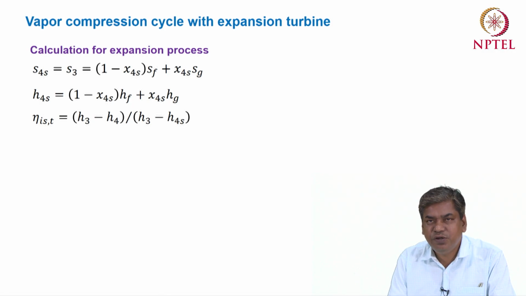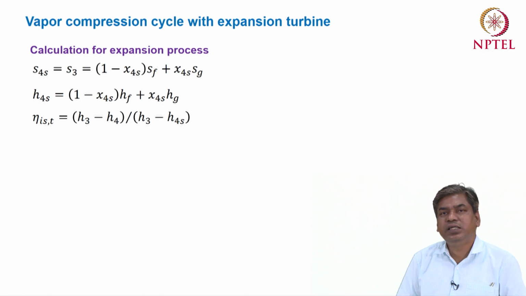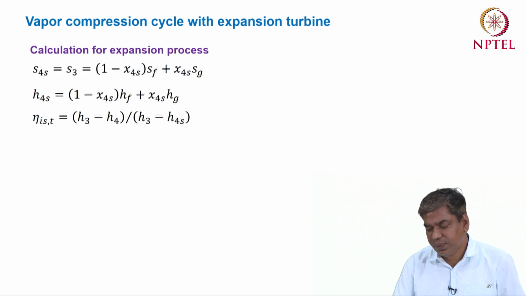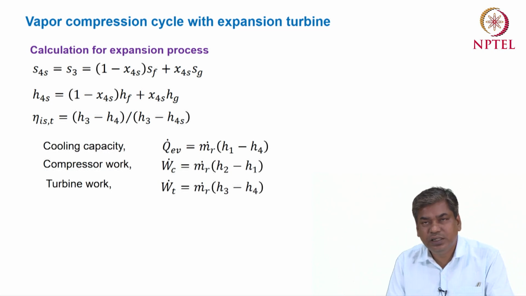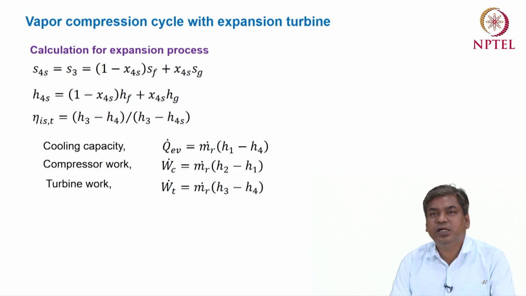So if the isentropic efficiency of the expander or turbine is given, then we can calculate the enthalpy at point 4. And if you want to calculate the entropy at point 4, we can first calculate the dryness fraction at point 4, similar to the second equation, and then, similar to the first equation, calculate the entropy at point 4. Then ultimately we can calculate the cooling capacity, compressor work and turbine work.